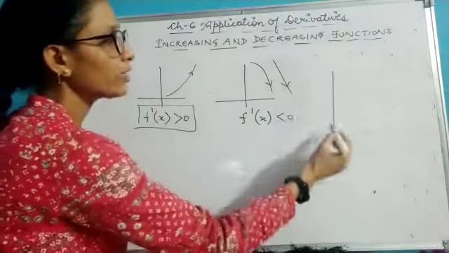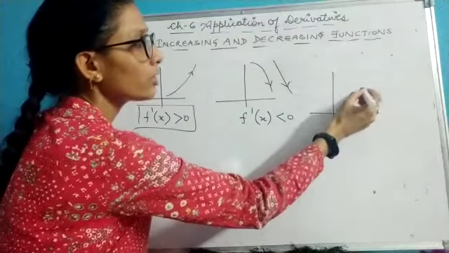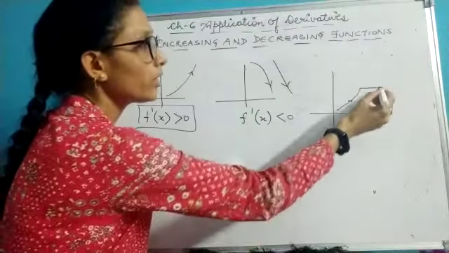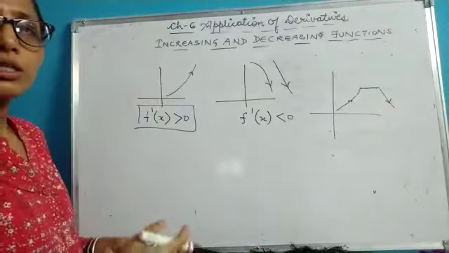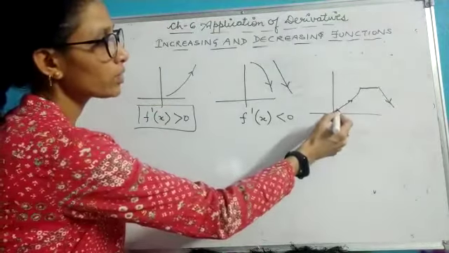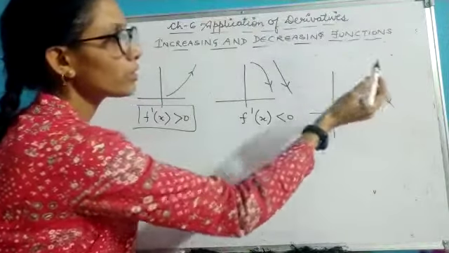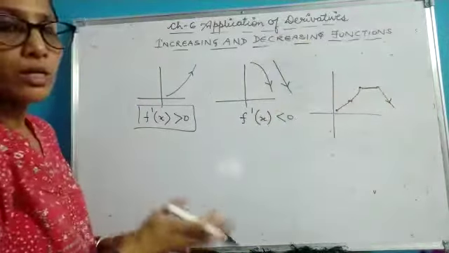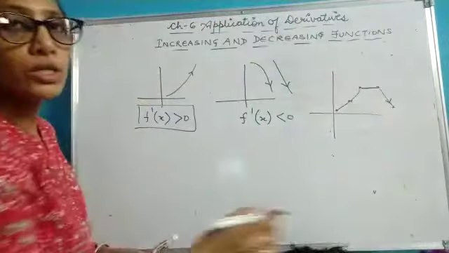You can have a graph like this also, where it is moving in an upward direction, then it becomes stable over here, and then it comes down. So this is neither increasing nor decreasing. That means from this to this interval it is increasing, in this interval it is constant, and from this to this interval it is your decreasing function.